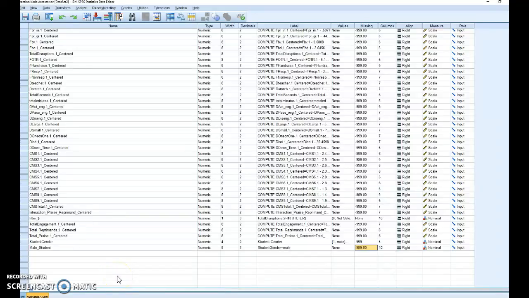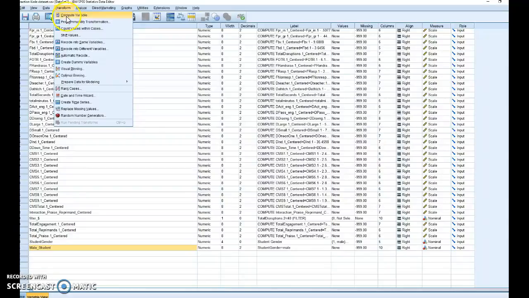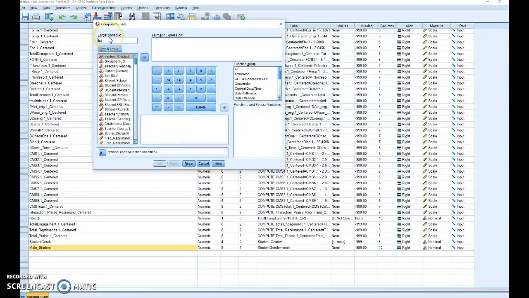This video will show you how to do a continuous by continuous interaction. In this case, my outcome variable is total engagement. My incoming variables are total reprimands and total praise, and those are both continuous. And I have an additional male student control. So I need to create my interaction term, the interaction between praise and reprimands.